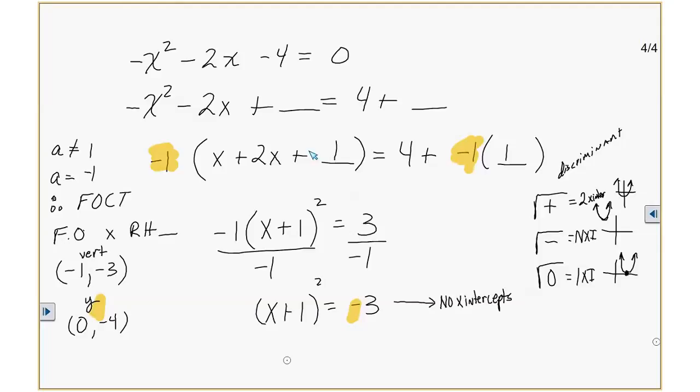So, with this problem, we don't have any x-intercepts. It just looks like it's flipped upside down. So it should be down here somewhere, either down here or down here, somewhere down in the 3rd or 4th quadrant.